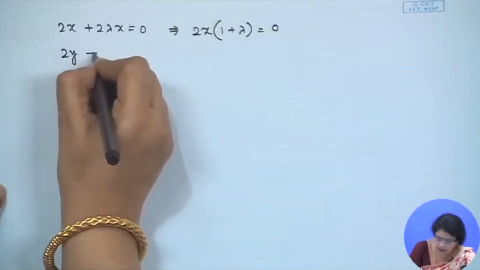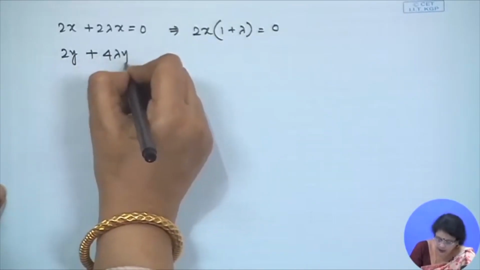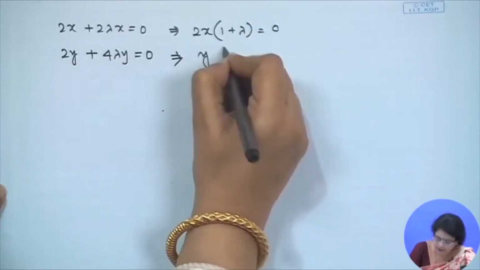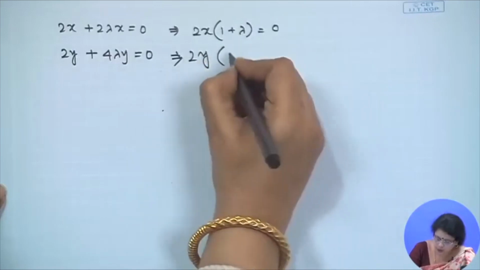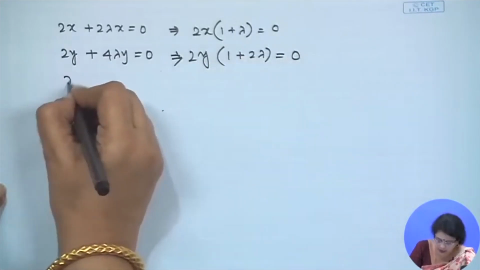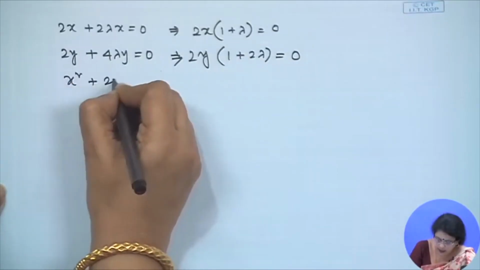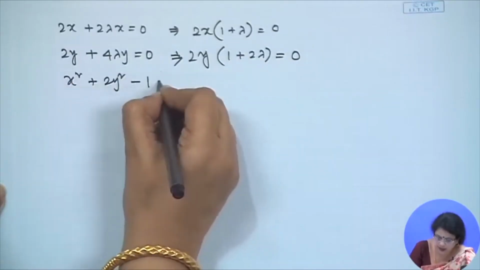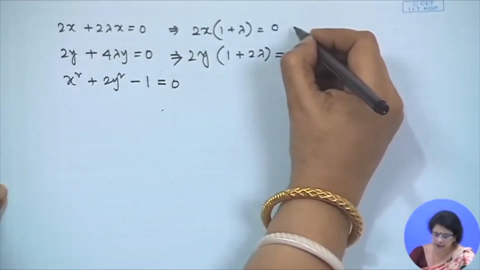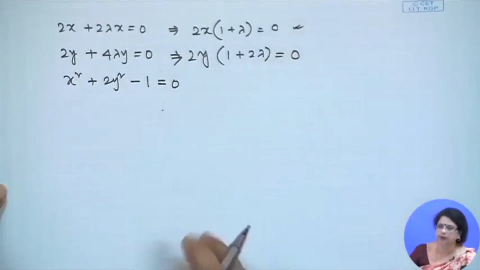The next is 2y plus 4 lambda y is equal to 0. This implies 2y(1 plus 2 lambda) is equal to 0. What else do we have? x square plus 2y square minus 1 is equal to 0. Look at the first one.